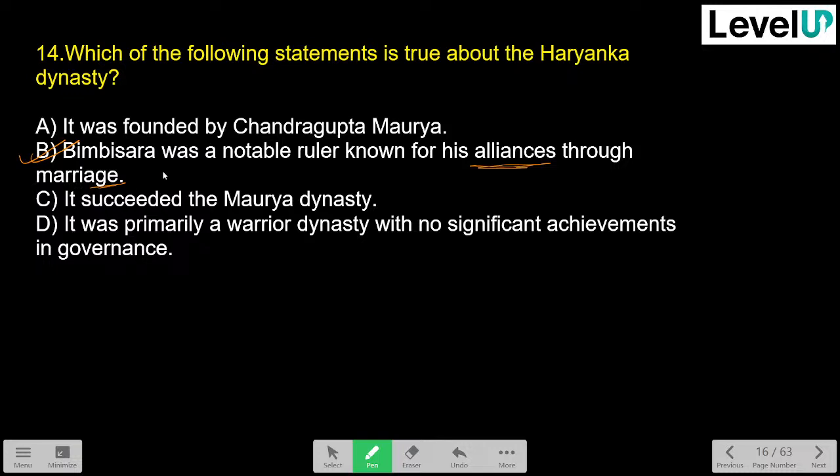Through marriage, he used to form alliances, and he was famous for that. A lot of alliances were formed by Bimbisara, and it was successful at that moment because there were lots of wars going around. So to stabilize the kingdom, he used to do marriages. Correct.